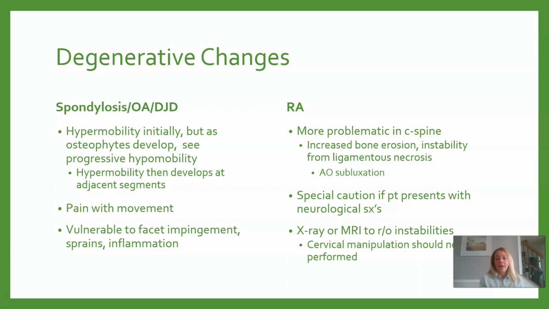Rheumatoid arthritis is more problematic in the cervical spine. Because of the increased bone erosion, we do worry about instability, especially in the cervical spine, most specifically atlanto-occipital subluxation. This is a major issue. If that ligament becomes extremely weakened, that could lead to subluxation or even dislocation, which can be fatal. So if the patient has neurologic symptoms, we want to have them checked out by their physician, x-rays, MRIs, to rule out any instabilities in the cervical spine. And just as a note, contraindication, we should never do any manipulations to the cervical spine of someone who has rheumatoid arthritis, again, because of the potential instabilities that exist there.